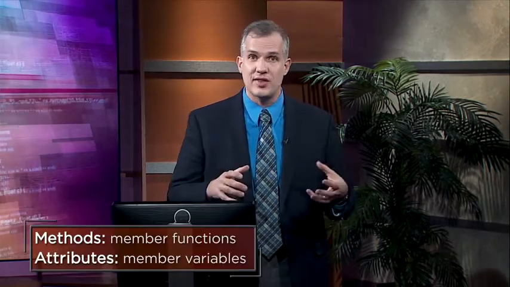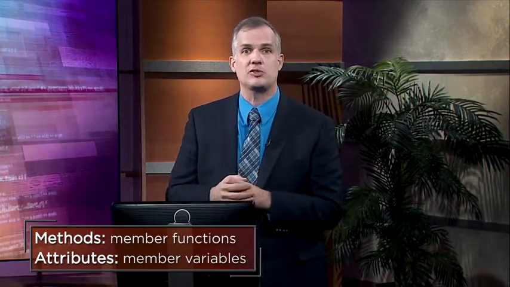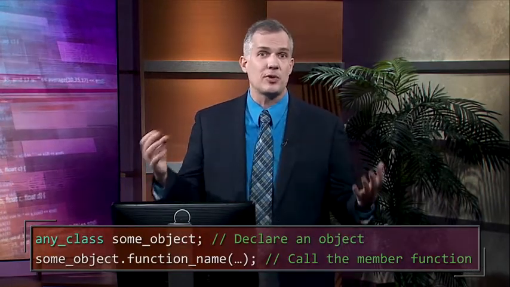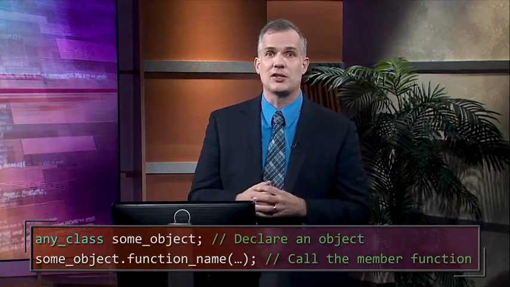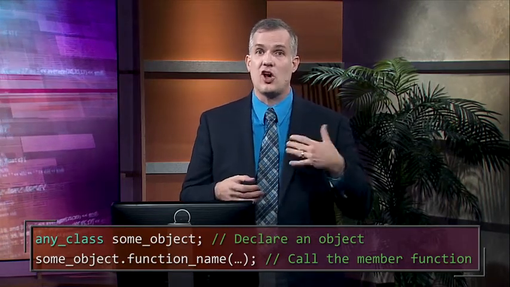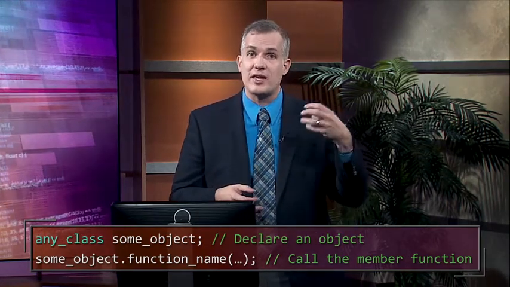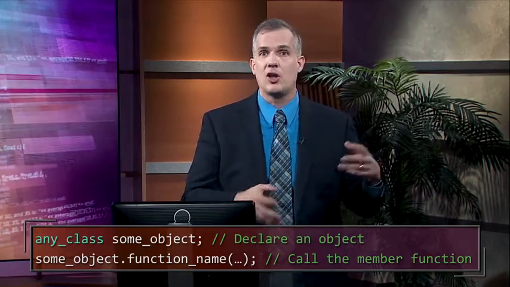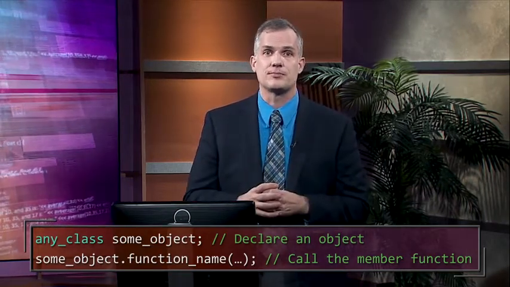Another term that you may encounter for member functions is to call them methods of the class. So, methods are the same as member functions, just as attributes are the same as member variables. Member functions get declared just like member variables in the class definition. Then, to call the function, we give the name of the object, then a period, then the function name, along with the parentheses and any parameters.